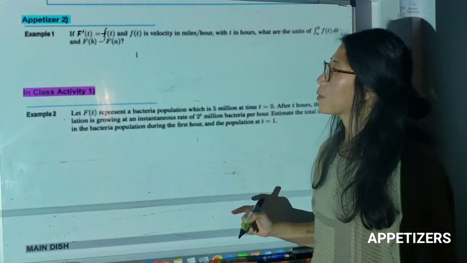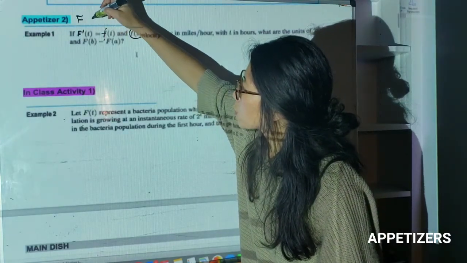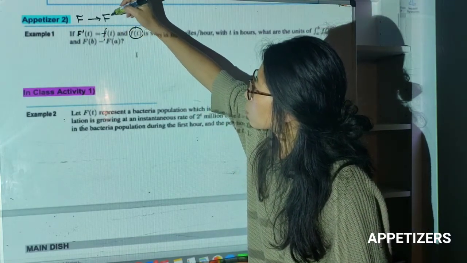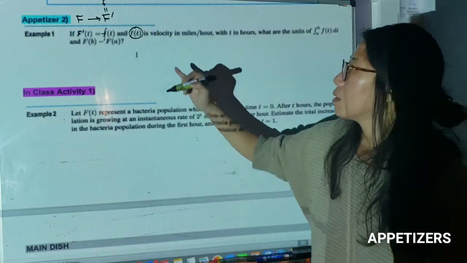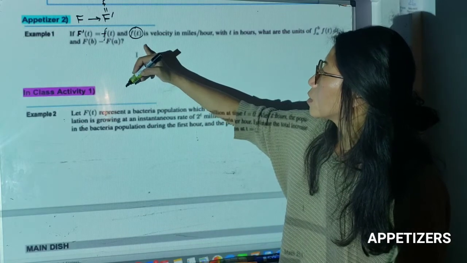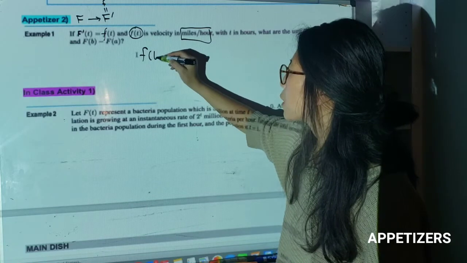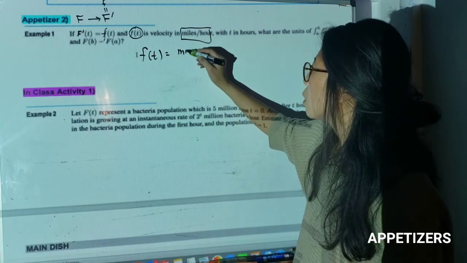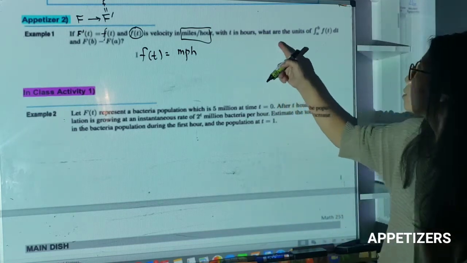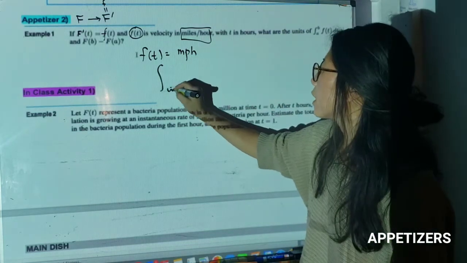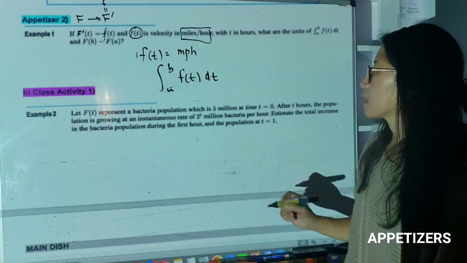Input is going to be time. Then little f function, so you can say big F is the original function, and if you take a derivative, that's going to be this, which is the same as just writing it this way. From here, this is going to be velocity in miles per hour. So your function f of t is miles per hour. Then what is the unit of the integral from a to b of f(t) dt?